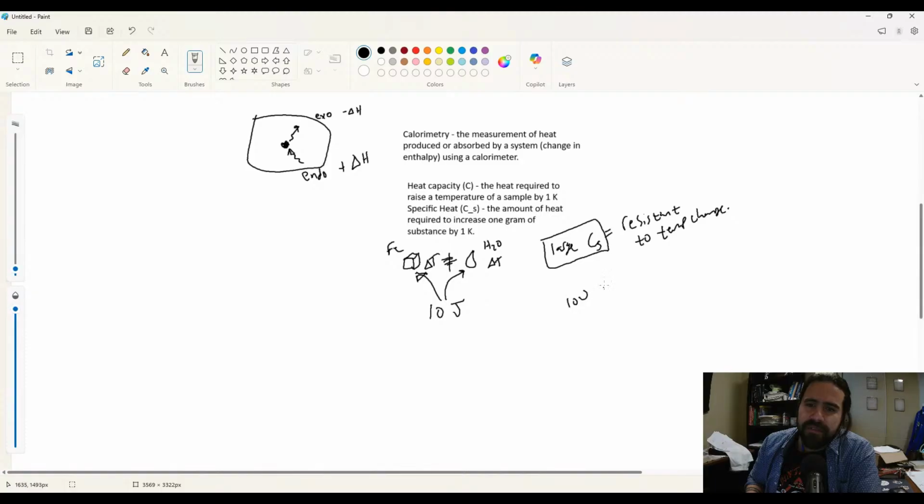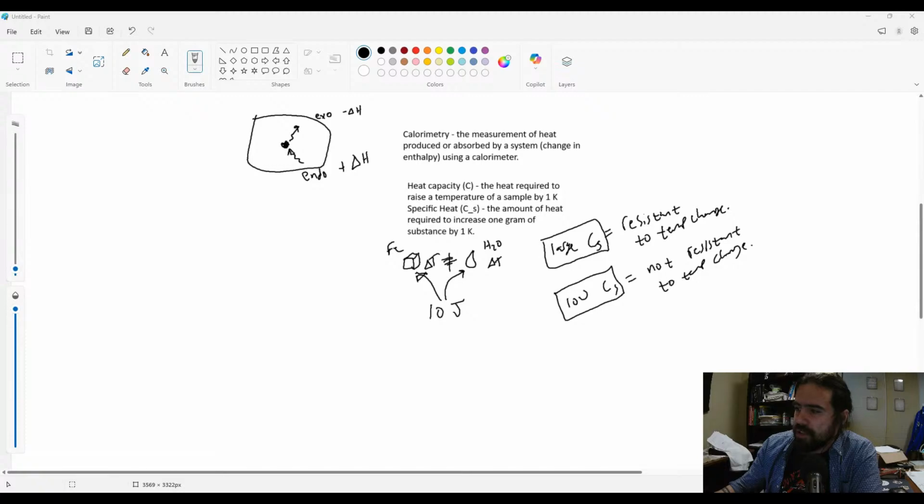On the flip side, if I have a low specific heat, that means I have low resistance to temperature change. And the reason being that the low specific heat tells me that I only need a tiny amount of energy in order to start increasing the temperature of that thing. Okay? So that's our first concept, specific heat. The higher the number, the more resistant it is to temperature change. The lower the number, the less resistance to temperature change.